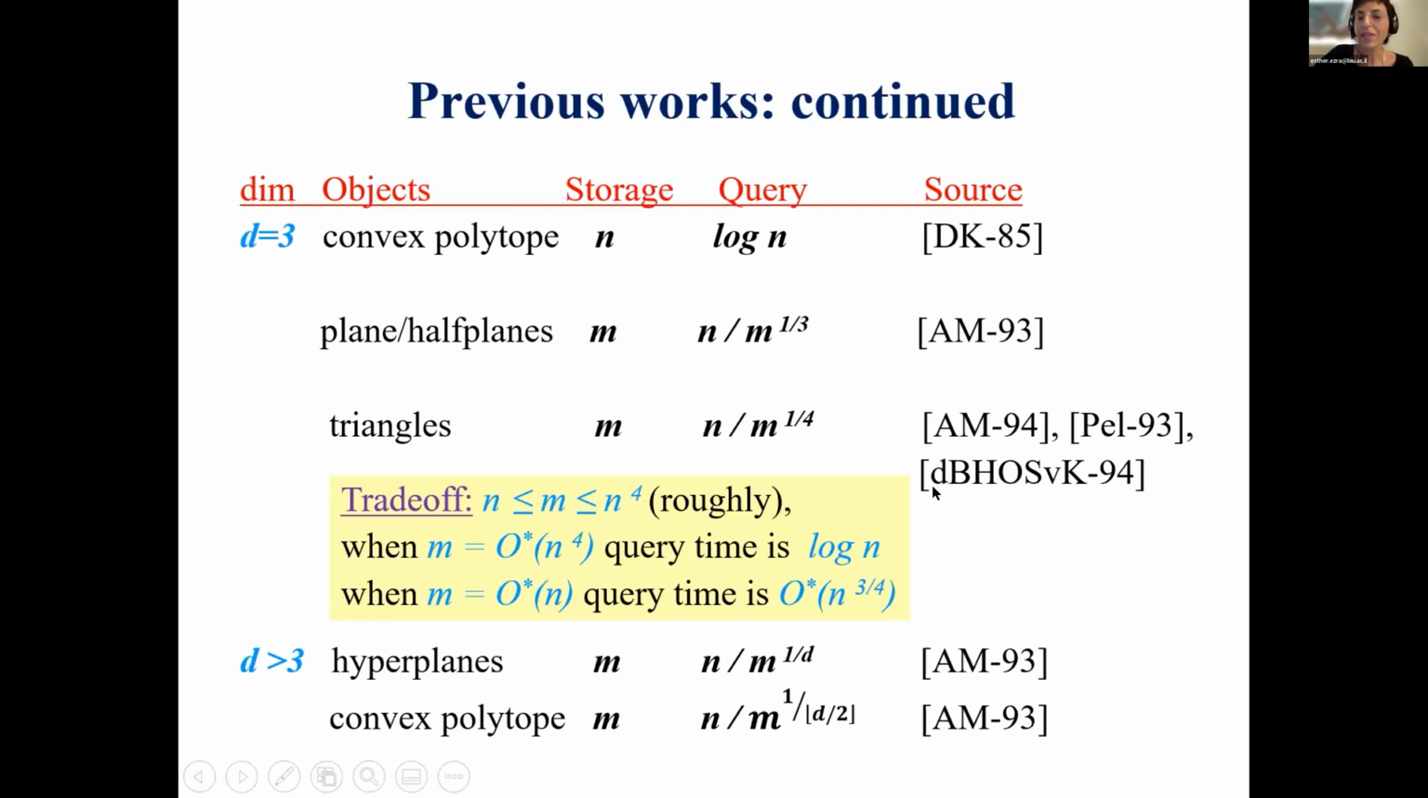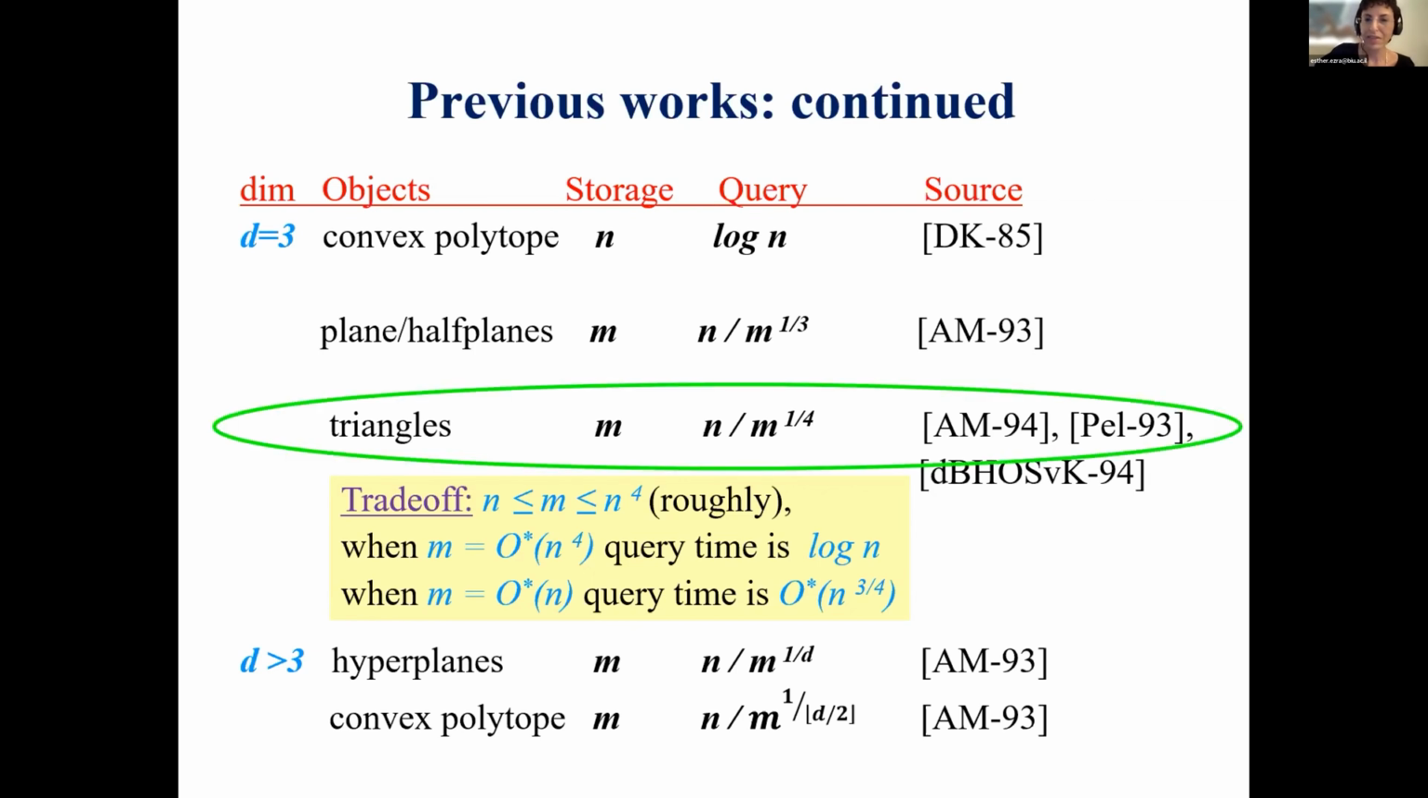And for triangles in 3 space, this is the setting that I am discussing. This has been studied by a number of people, with a trade-off bound of M for the storage and N over M to the 1/4 for the query. This trade-off bound implies that for storage M to the 4th, the query time is logarithmic, and when M is roughly linear, the query time is about N to the 3/4.